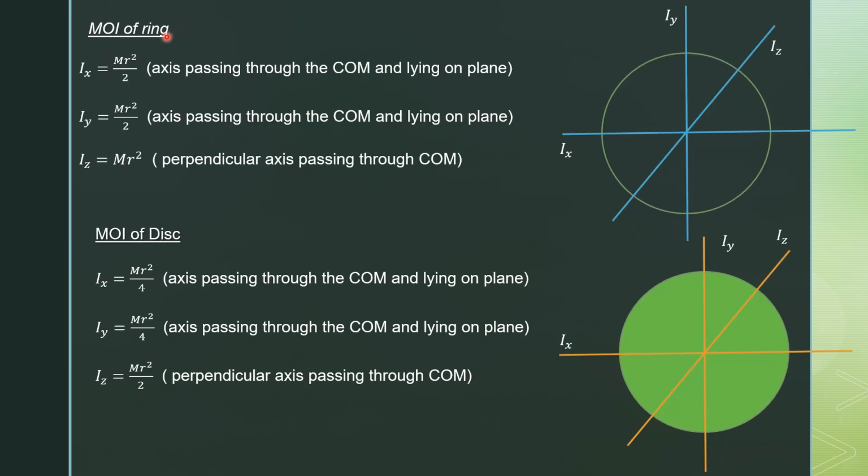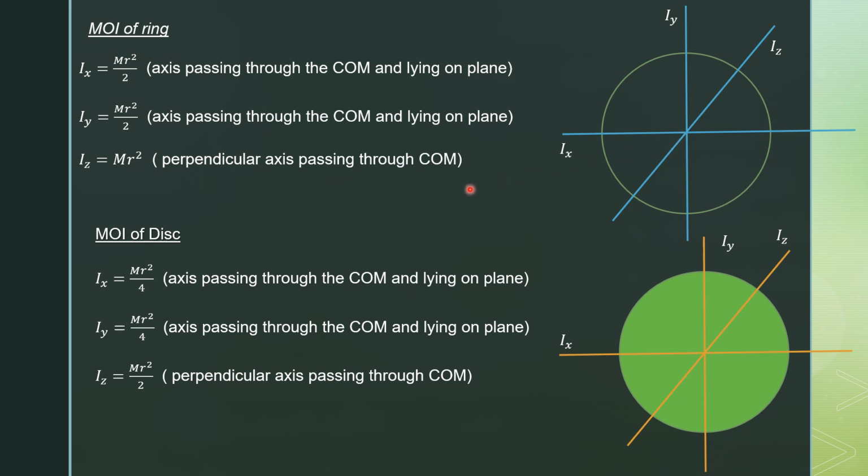Then moment of inertia of ring. So Ix is equal to mr² by 2, where Ix is the axis passing through the center of mass and lying on the plane. Then Iy is equal to mr² by 2, that is the axis passing through the center of mass and lying on the plane. Then Iz is equal to mr², where the axis is perpendicular and passing through the center of mass. So through this axis, this is mr² by 2. For this axis, this is mr² by 2, and the axis Iz that is perpendicular to the plane is mr².